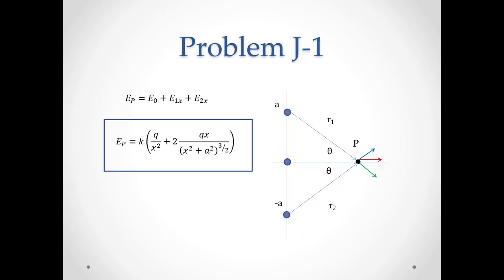Now it's worth pointing out if we do a few things here, like if we make x really, really big, let's say we made x very large in comparison to a. The bottom part, x squared plus a squared, basically becomes x squared. And so you get qx over x squared to the 3/2. X squared to the 3/2 becomes x cubed, and so you get q over x squared. So if you make x really, really big compared to a, this thing is going to look like 3 charges all at the origin.